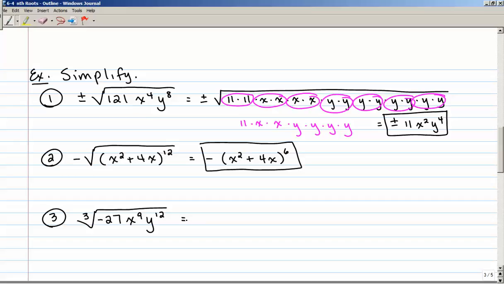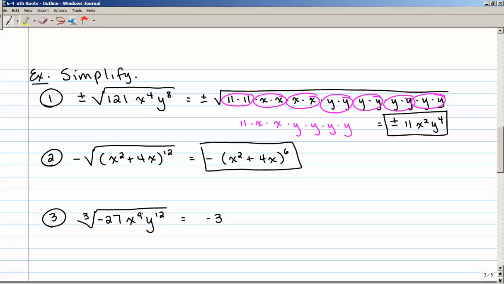Now, I can kind of do the same thing here, but now notice my index is 3. I'm not doing square roots anymore, I'm doing cube roots. So I'd have to know what the cube root of negative 27 is. What number times itself 3 times gives me 27? And that would be a negative 3.